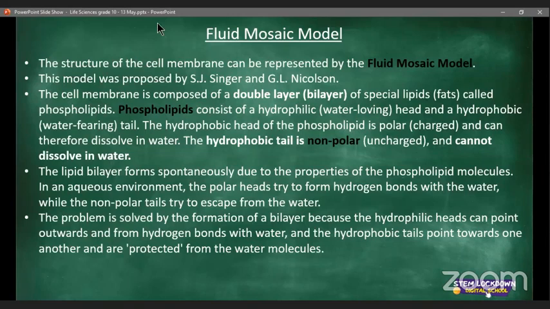So the hydrophobic head, I meant to say the hydrophilic. This is supposed to be the hydrophilic.